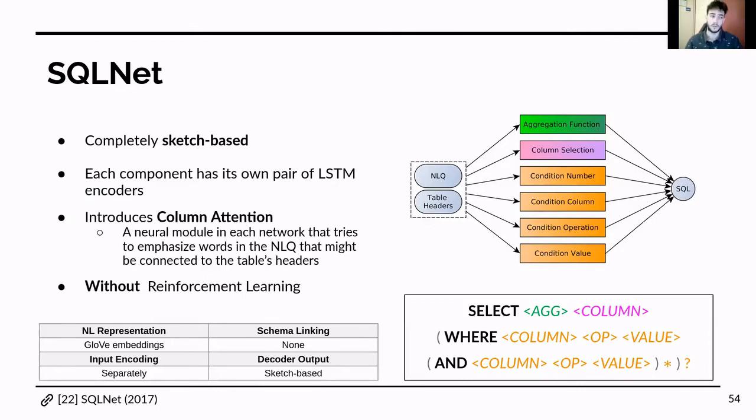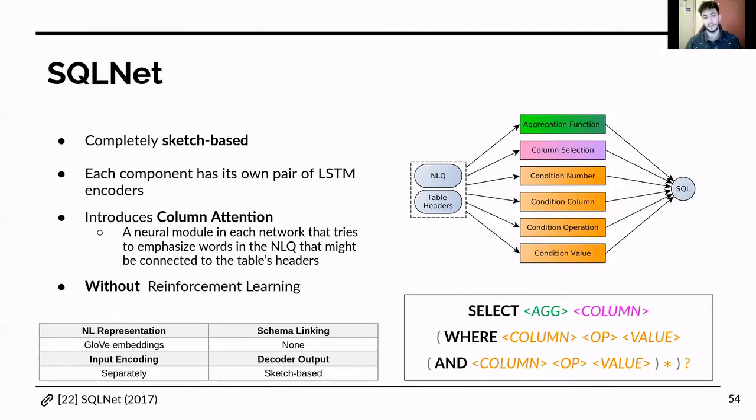So it has a network that is going to predict how many conditions will appear in the where clause, another network that is going to predict which columns will appear in the conditions of the where clause, another network is going to predict the operations for each column, and the fourth network is going to predict the values for each condition. And this last network is also a sequence-based network.